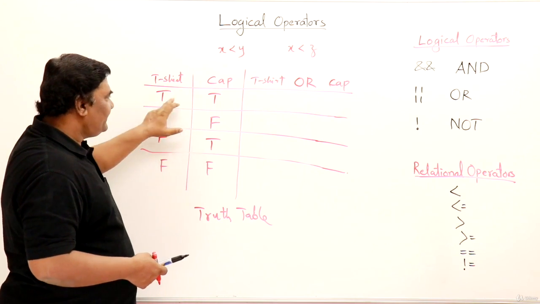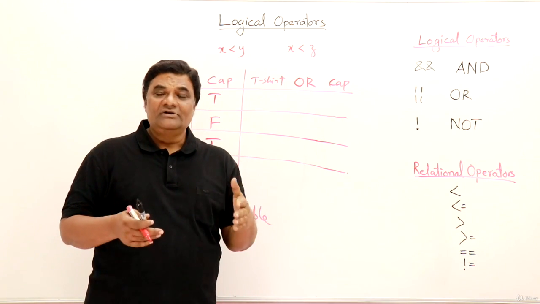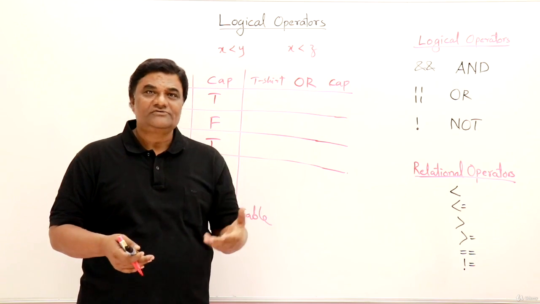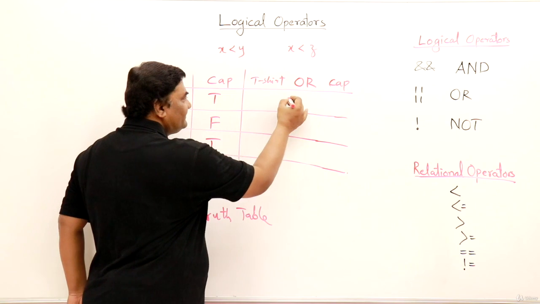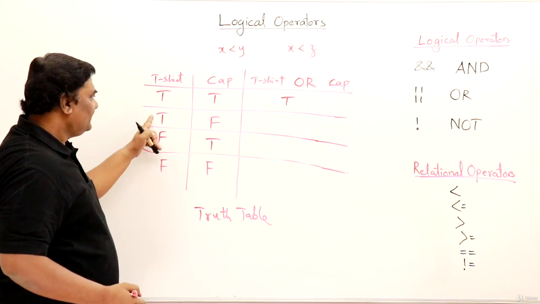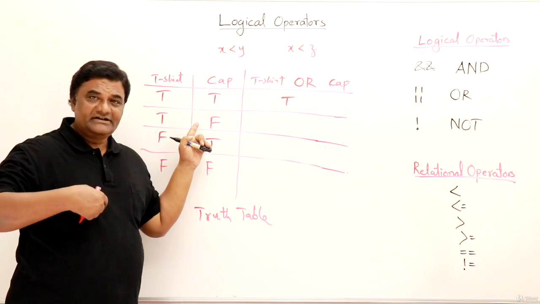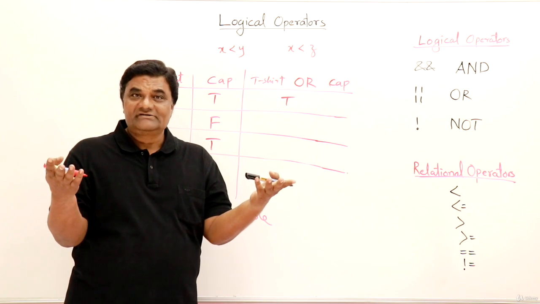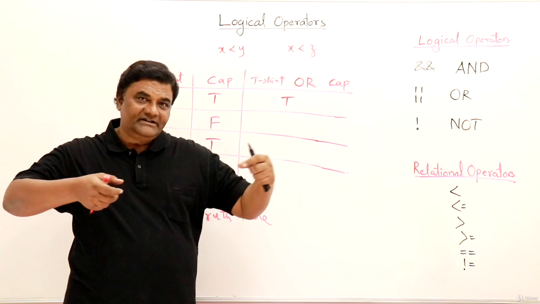If both the statements are true, suppose I am wearing a cap. So I am wearing t-shirt, true. I am wearing cap, true. Both are true. So my statement is true. Yes, this is true. Now second one. I am wearing t-shirt. Yes, I am wearing t-shirt. True. Then I am wearing cap. I am not wearing cap. It's false. Now let me complete the statement.